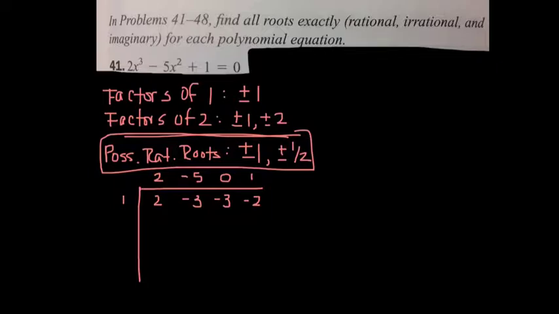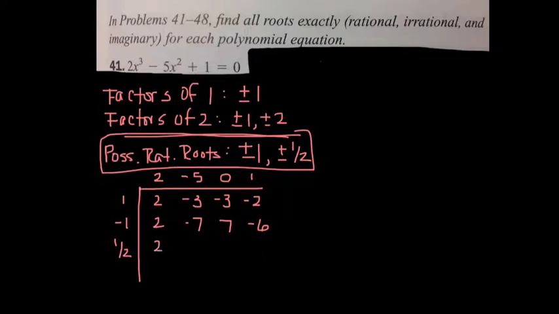I'll move on and I'll test -1. I'll bring down the 2. -1 times 2 is -2, plus -5 is -7. -1 times -7 is +7, plus 0 is +7. -1 times 7 is -7, plus 1 is -6. Again, if I plug a -1 in for x, that makes the whole equation equal to -6, which is not 0, so I will move on to positive 1/2.